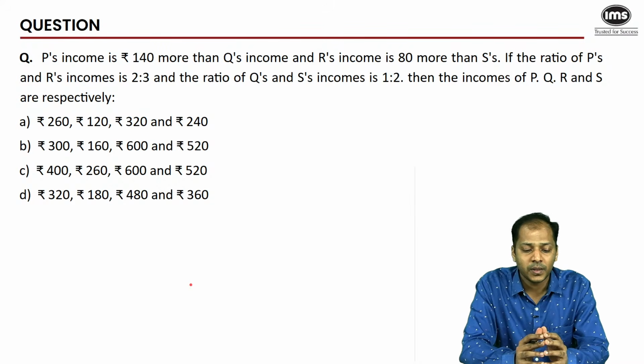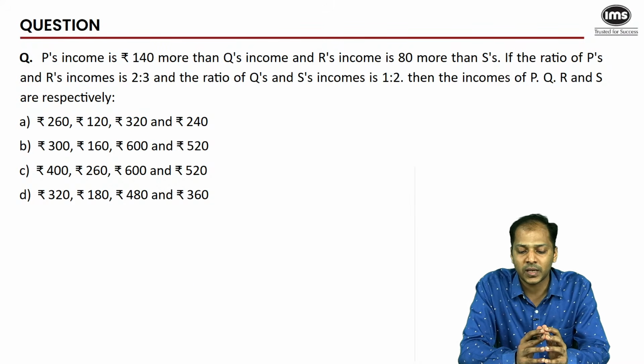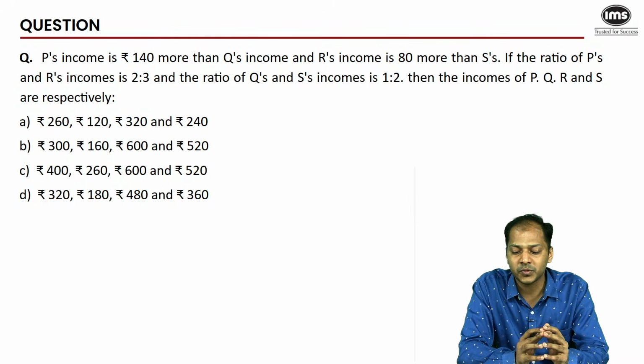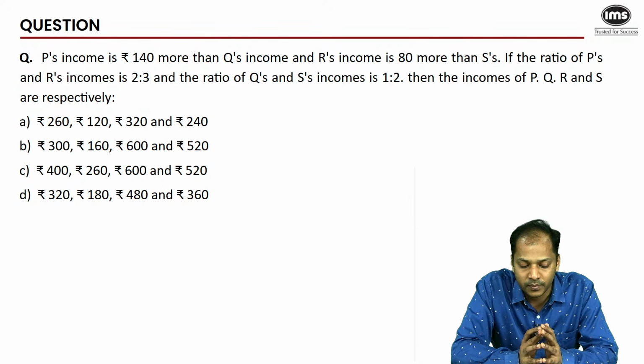P's income is 140 more than Q's income, and R's income is 80 more than S's income. If the ratio of P's income and R's income is 2:3, and the ratio of Q's income and S's income is 1:2, then the incomes of P, Q, R and S are respectively how much?